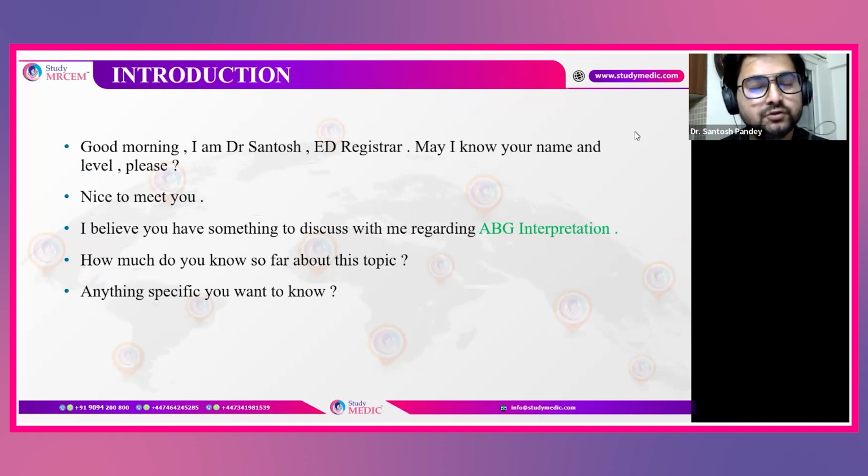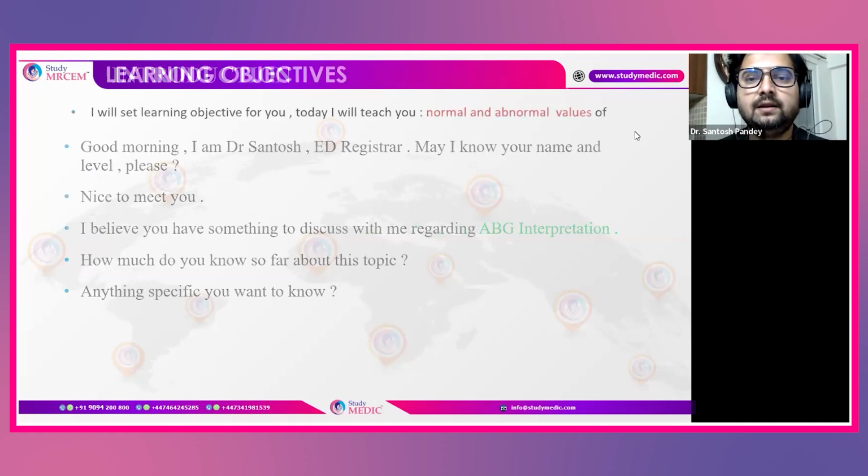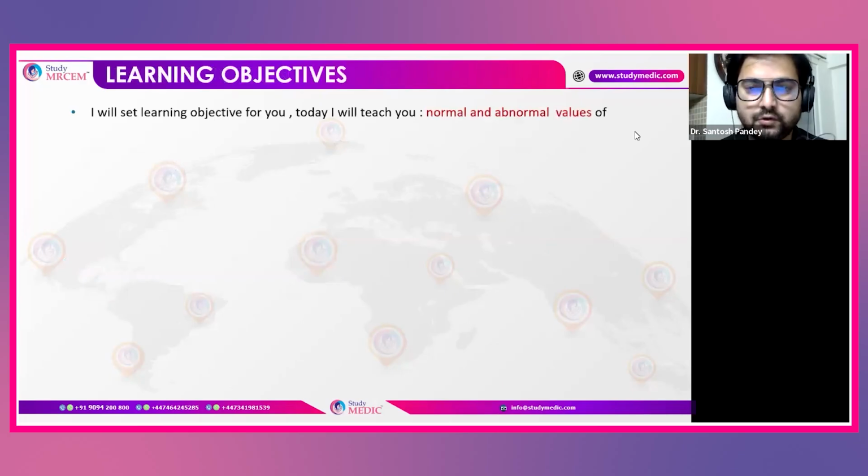And then most of the time it will be abnormal. In that case, before setting any learning objectives for your junior, make sure you talk about patient safety and patient comfort also. Then you tell your junior that you'll set learning objectives, and today you'll teach about the normal and the abnormal values of the ABG. Then you start teaching your junior about the pH. Tell him the pH normal value is 7.35 to 7.45, and any pH less than 7.35 is acidosis, pH more than 7.45 is alkalosis.